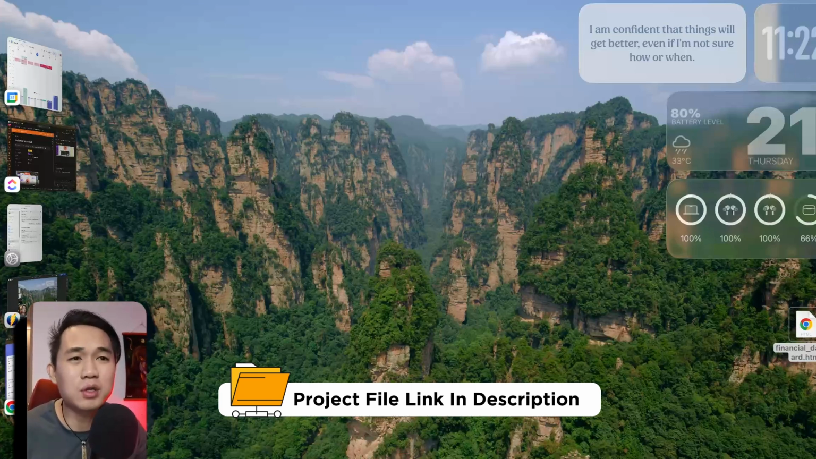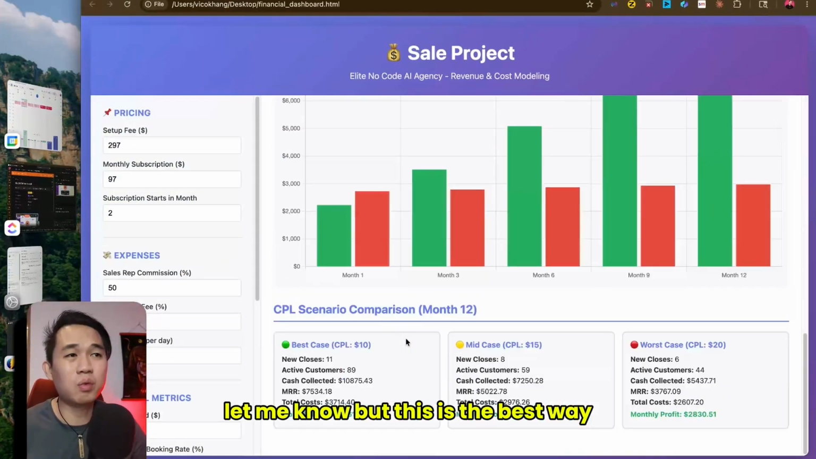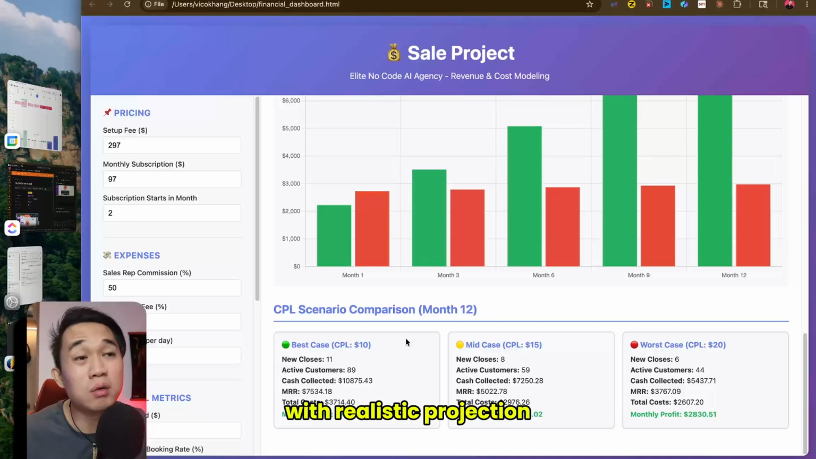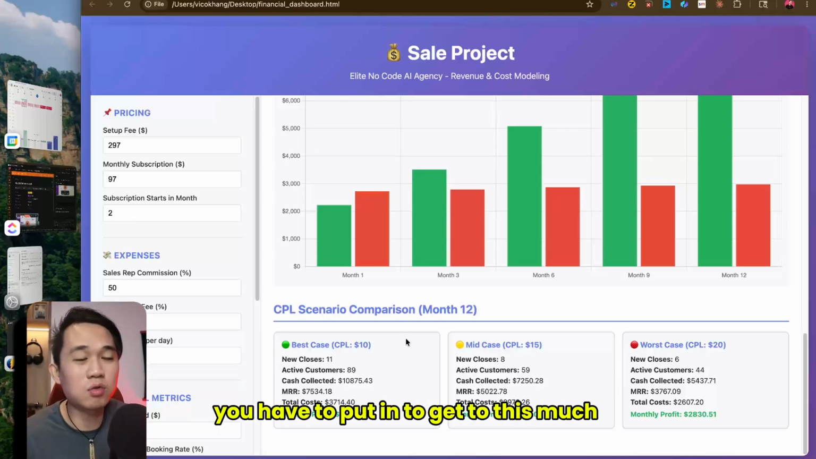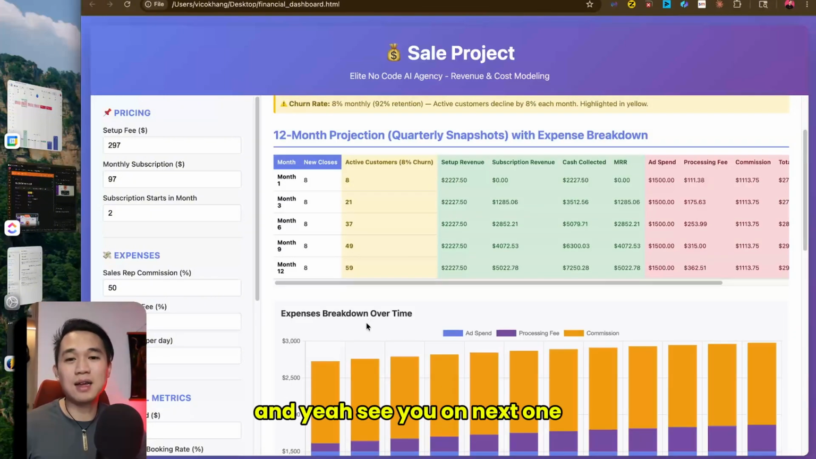If you have any other questions, let me know. But this is the best way to reach your income goal with realistic projection, and you also know how much you have to put in to get to this much result. Hopefully this makes sense, and yes, see you on the next one.